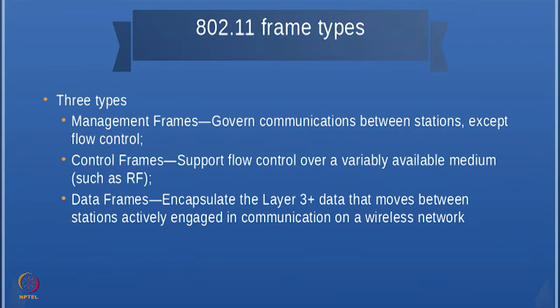Usually we will be concentrating more on 802.11, and 802.11 has three different frame types: the management frame, the control frame and the data frame. We should be aware of all three frames, because when you are doing a forensic investigation or an audit, all these frames will matter. Management frames govern communication between two stations, control frames support flow control, and the data frames encapsulate the layer 3 data and actually move the data between stations on a wireless network.